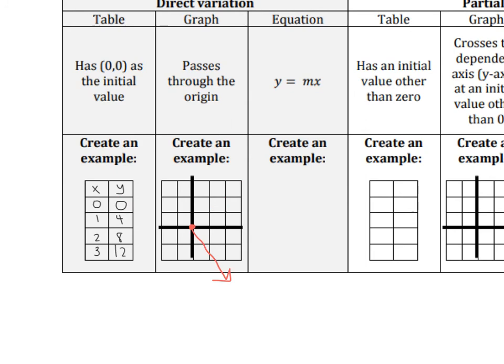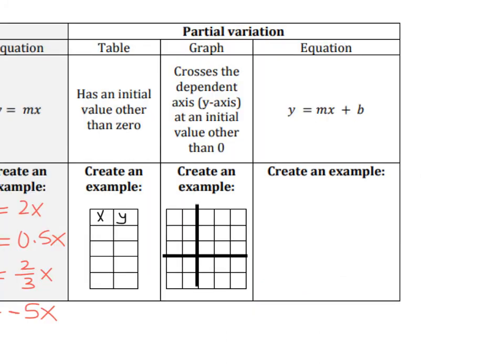So really your equation can take on a couple of different forms. It could look like y equals 2x. You could have a decimal, y equals 0.5x. You could have a fraction, y equals 2 over 3x. It could be a negative value, so maybe something like y equals negative 5x. All of these are examples of equations that represent a direct variation.